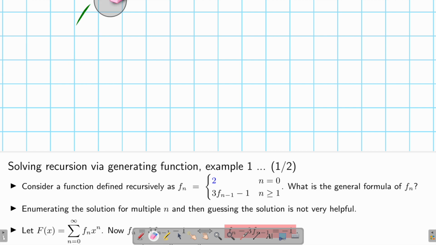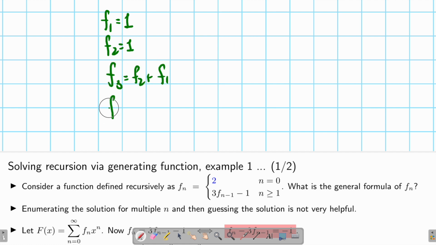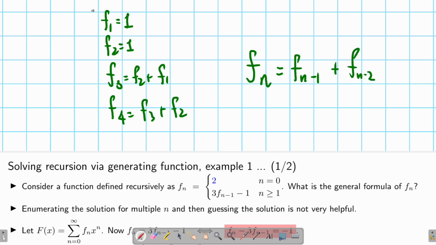What about the other example? Well, the other example of recursion is the Fibonacci sequence. So you have f1 equal to 1, and f2 equal to 1, and then f3 is f2 plus f1, and f4 is f3 plus f2, and in general, fn is f(n minus 1) plus f(n minus 2). And you know it's 1, 1, 2, 3, and so on, right?